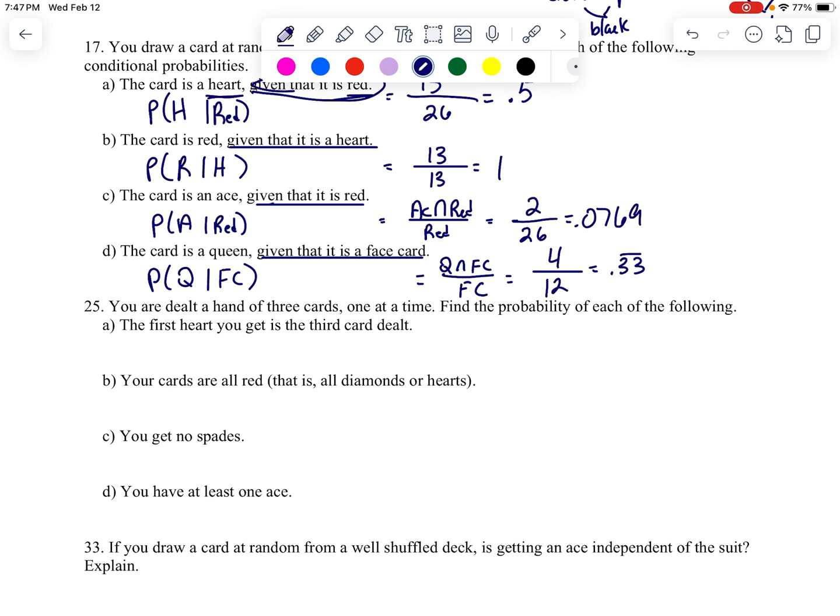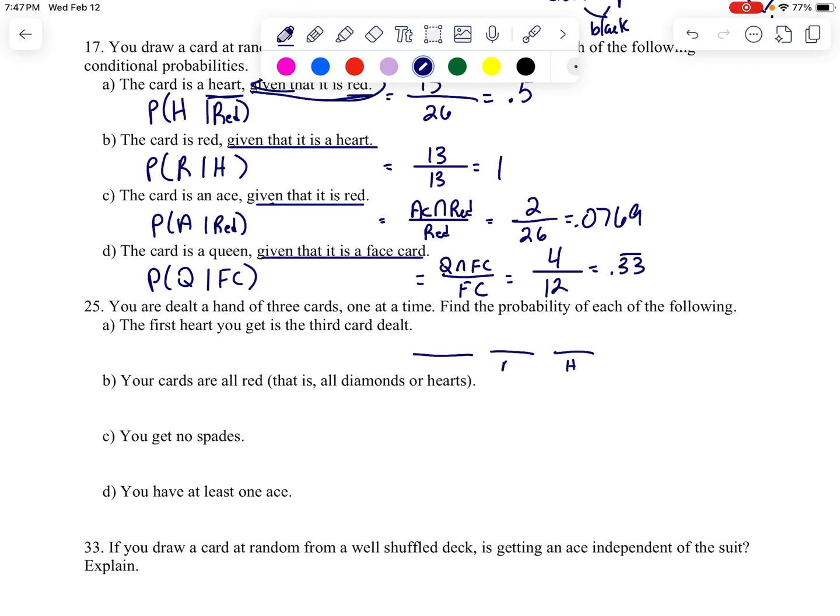You're dealt a hand of 3 cards, one at a time. Find the probability of the following. So this is going to be a little bit different yet. This is slot probability again. We are dealt 3 cards. However, when we dealt with slot probability last time, they were all independent events because my probability did not change. And that's what's different now, as these probabilities are going to change.